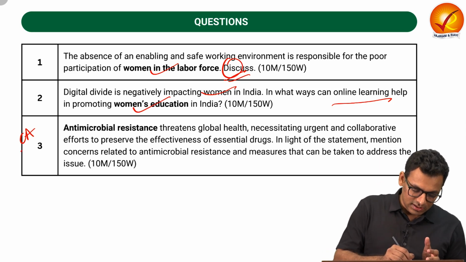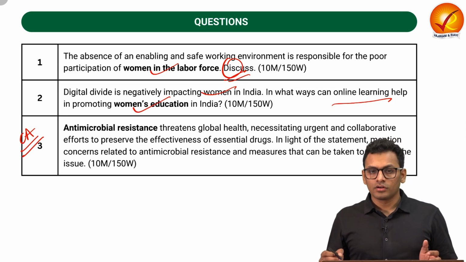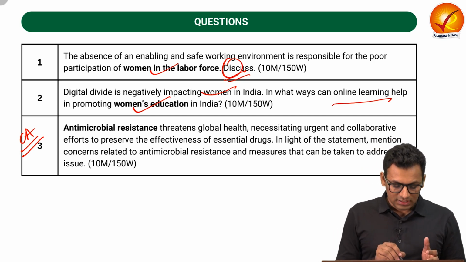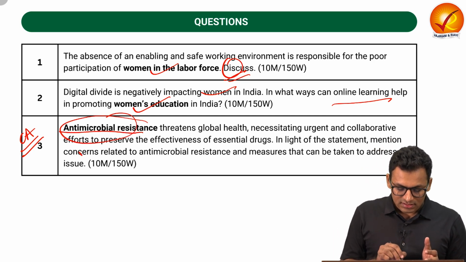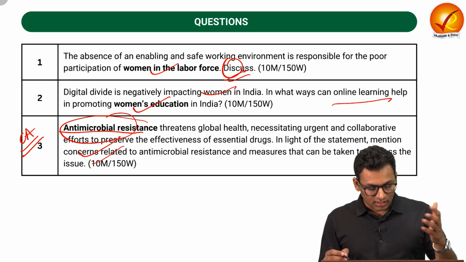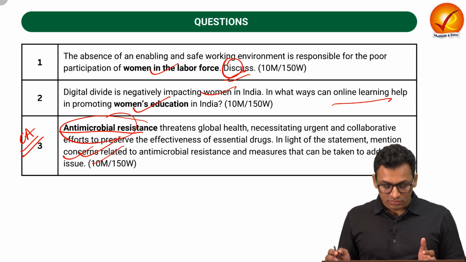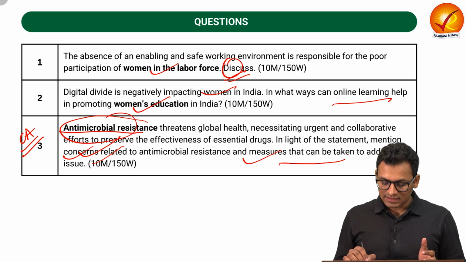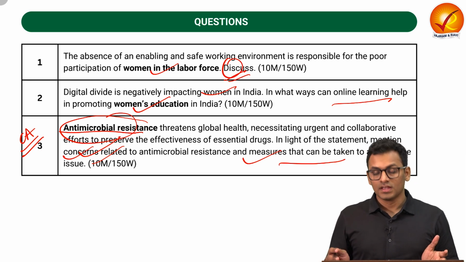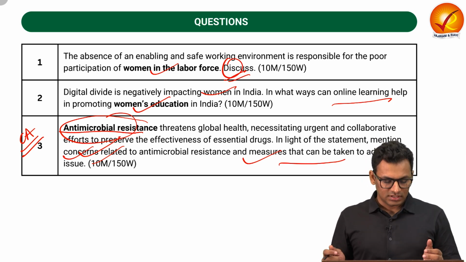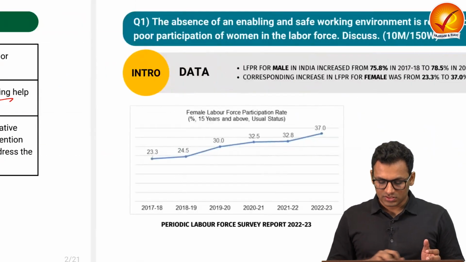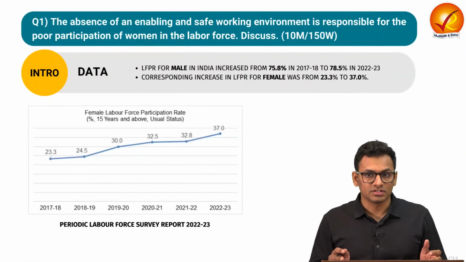And the third question is a current affairs question where we are going to see how the issue of antimicrobial resistance is on the rise recently, what the concerns are with respect to the same, and what measures can be taken to address the issue. So this is what we have for today's questions. Let's start with the very first question. Let's read the first question together.